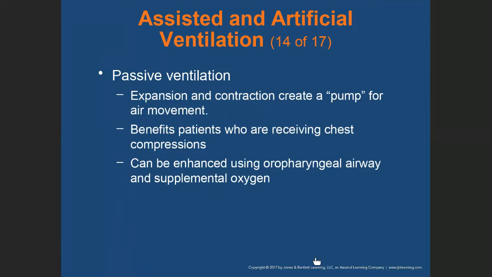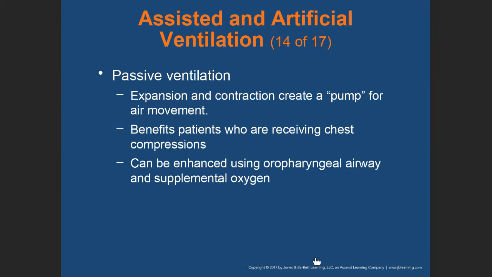So what can be done is a high flow device with an airway adjunct can be placed on the patient. So we put in an airway adjunct and we take a non-rebreather mask and put it over the patient at 15 liters per minute and maintain head tilt, chin lift, or jaw thrust, whichever technique is indicated.